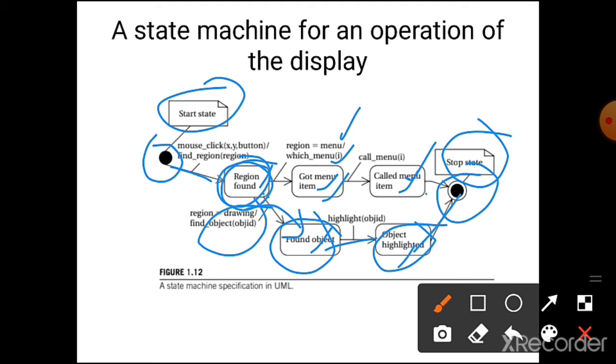So here there are two types of transitions. One is a conditional transition and another is an unconditional transition. With an unconditional transition, we move to the next state. A conditional transition means a transition from one state to another based on some input or the result of some computation done in the state. So this is the representation of the operation of the display.